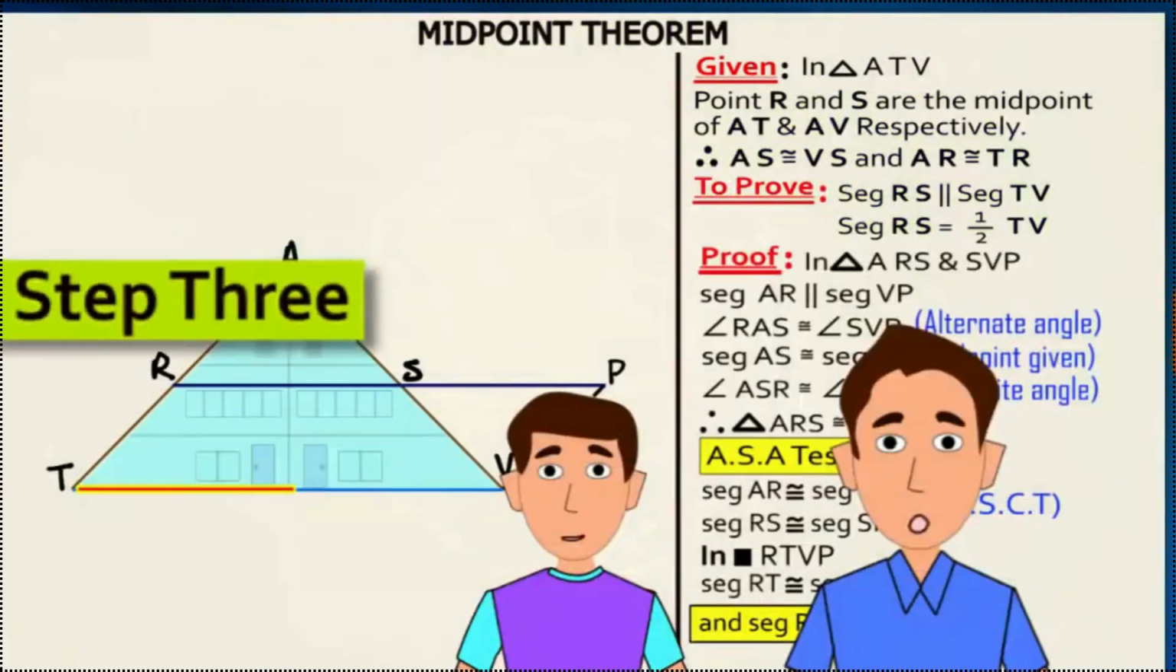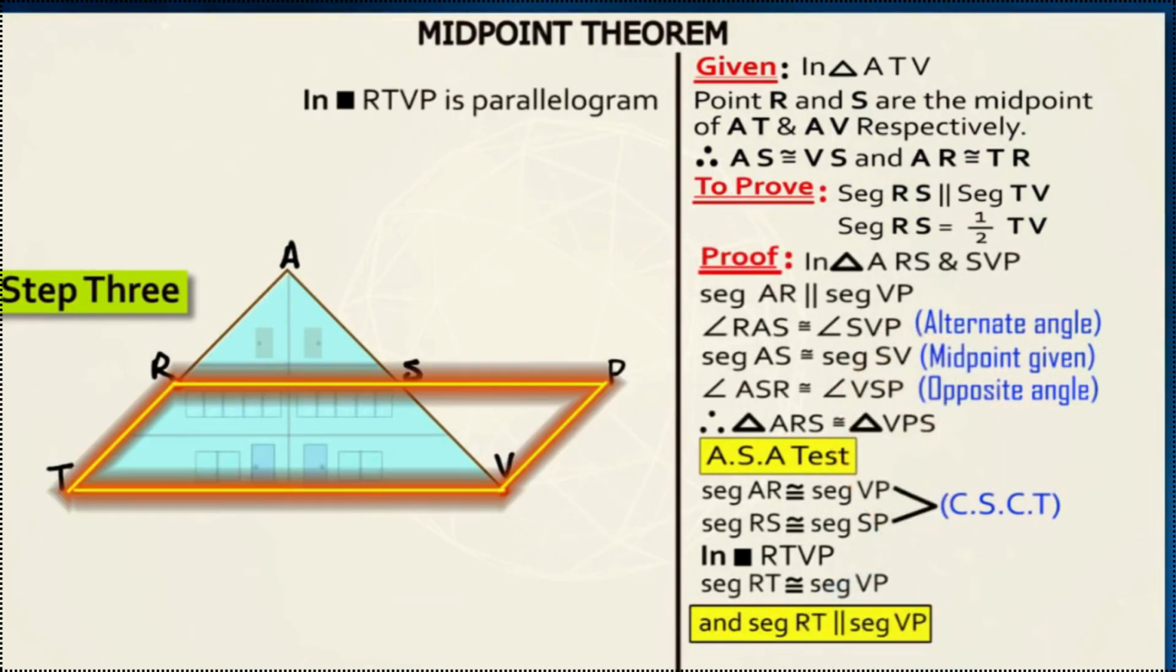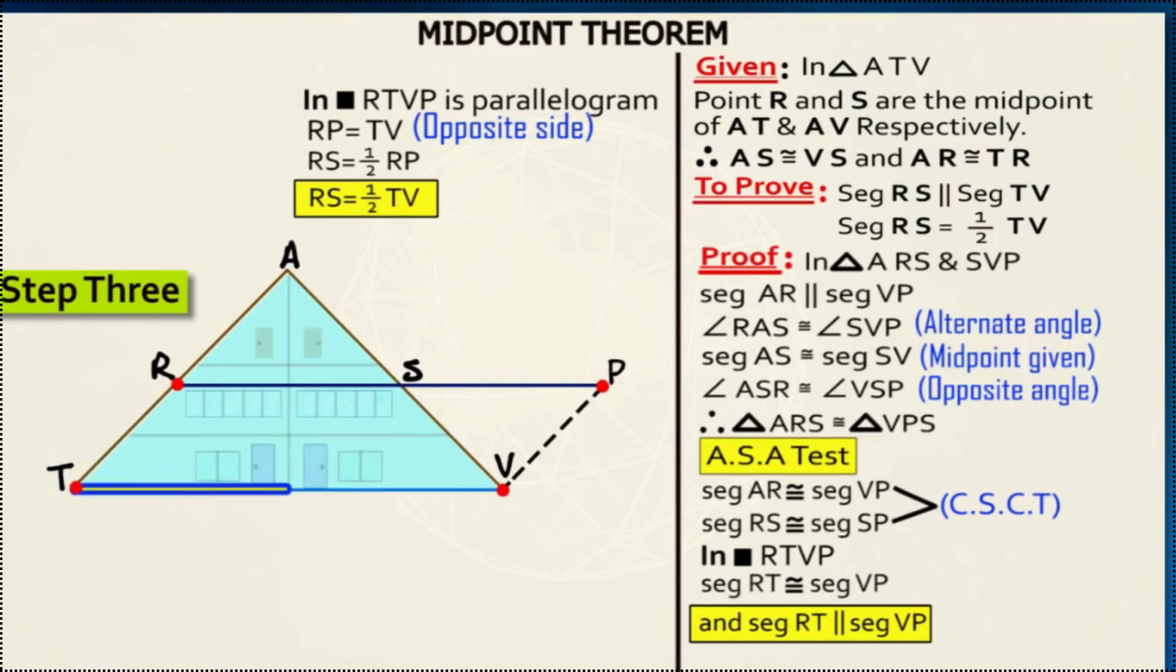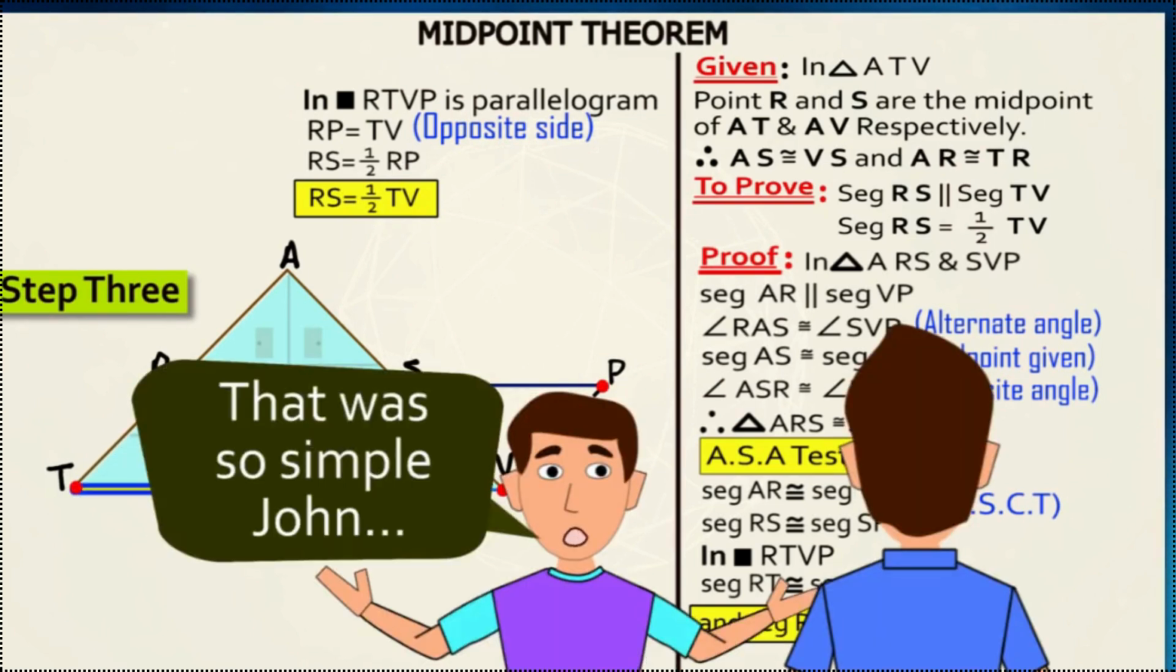Our third step is about that only. Quadrilateral RTVP is a parallelogram. So RP is equal to TV because they are opposite sides of a parallelogram. Correct? Now, RP is nothing but RS plus SP. But we have already proved that RS is equal to SP. It means RS is half of RP, right? And because RP is equal to TV, we say that RS is also half of TV. That was so simple, John.